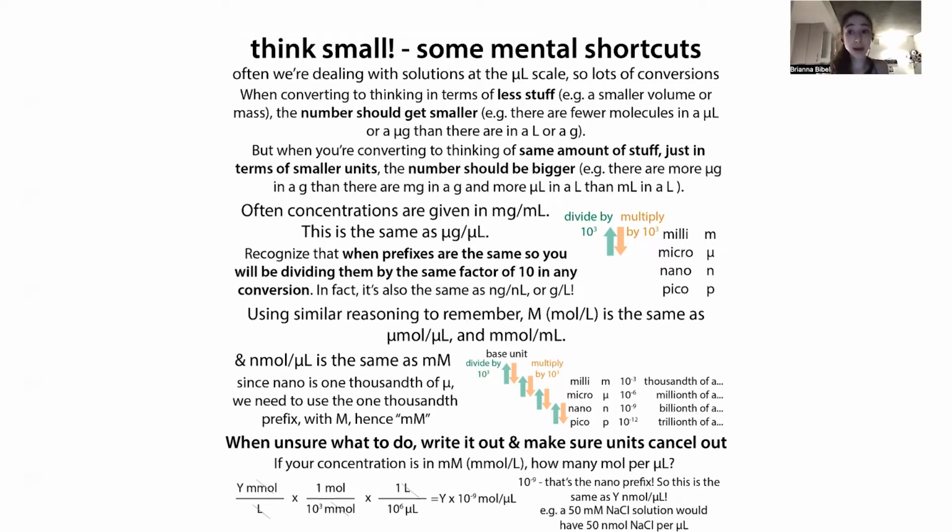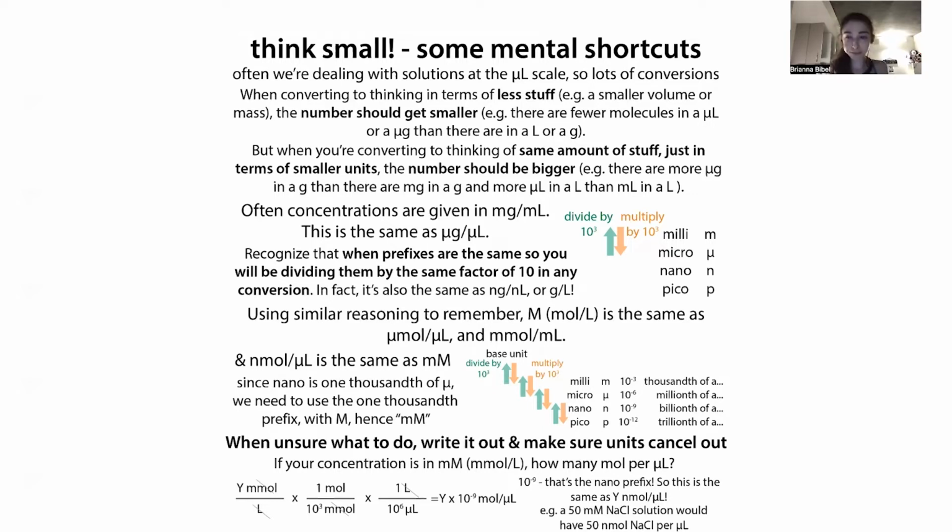So if we're thinking about that same car and we want to say, okay, how many bags are in that car? There might be a few bags in that car. Well, how many slices are in that car? Each of those bags is pizzas, and each of those pizzas has slices. So we're thinking in terms of these smaller units, but in this case, we're not changing the amount of stuff, just the way that we're thinking about that stuff. And so now our number should be bigger.